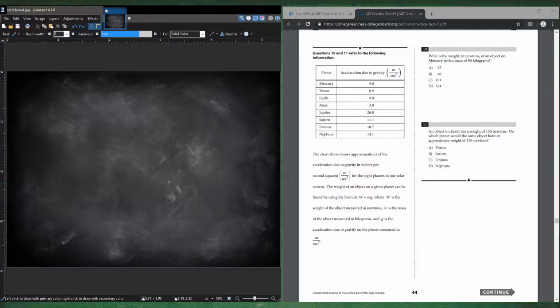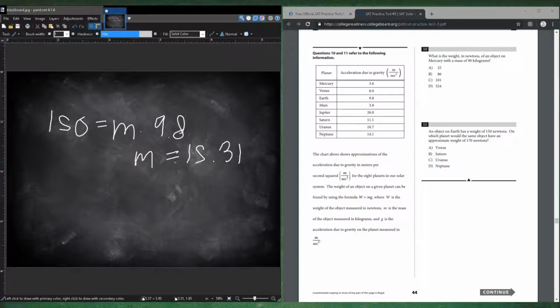Question 11. An object on Earth has a weight of 150 newtons. On which planet would the same object have an approximate weight of 170 newtons? So the weight on Earth is 150, so we're going to have to find the mass. The acceleration due to gravity on Earth is 9.8. So 150 divided by 9.8, that's about 15.31. But keep the exact value in your calculator so you can use it later.